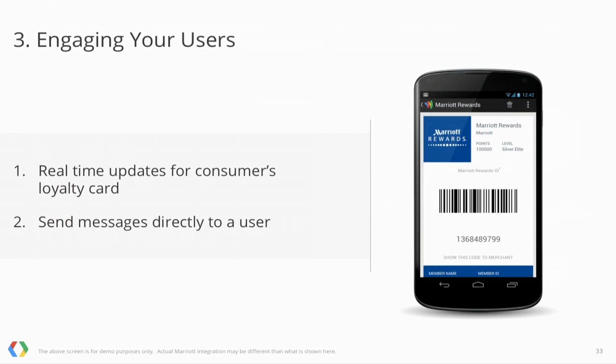So once your consumers have linked their loyalty account with your loyalty program to Google Wallet, this is where the fun part really comes in. This is the part where you can really engage your consumers by updating their information regularly or sending them messages directly to their mobile phone.